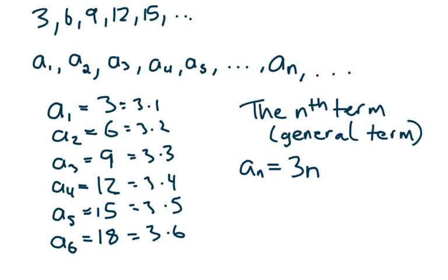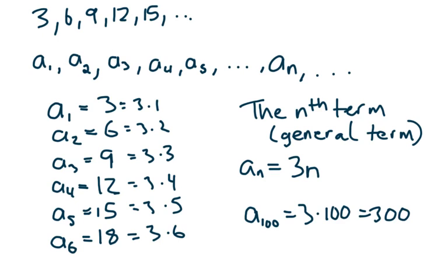If you want the 100th term, you say a sub 100 is going to be 3 times, well, a sub 6 was 3 times 6, a sub 5 was 3 times 5, a sub 100 is going to be 3 times the index, 3 times 100. That is what this formula means. It means that I'm multiplying 3 by whatever number is down here as my subscript.